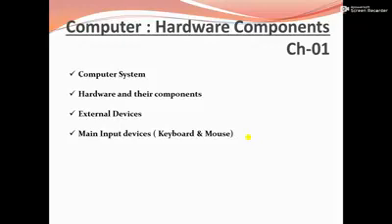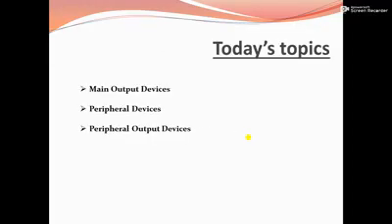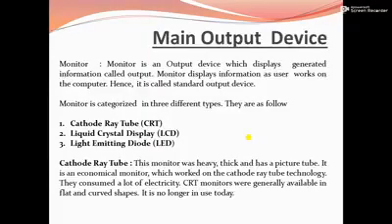Good morning, students. Yesterday we discussed some topics of chapter 1, computer hardware components, such as computer system, hardware and their components, external devices and main input devices like keyboard and mouse. Today I am going to explain some more topics of this chapter, such as main output devices, peripheral devices and peripheral output devices. So let's start from main output devices.